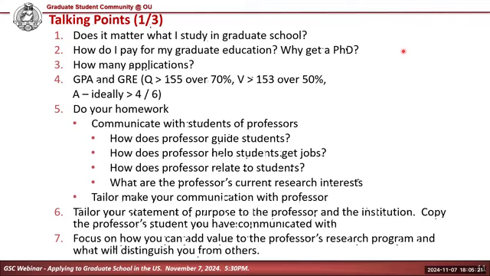How many applications? This is what I tell you to do. You need to identify a list of about 20 schools or programs that you're interested in, then downsize them to about 10. Apply to 3 or 4 dream schools, 3 or 4 schools that you're comfortable with, and 2 or 3 that are backup schools.